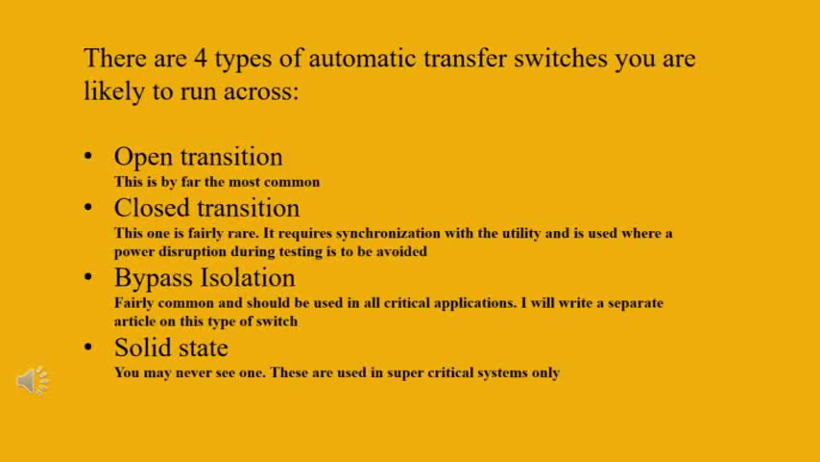There are four types of automatic transfer switches you are likely to run across. Open transition. This is by far the most common. Closed transition. This one is fairly rare. It requires synchronization with the utility and is used where a power disruption during testing is to be avoided. Bypass isolation. Fairly common and should be used in all critical applications. I will write a separate article on this type of switch. Solid state. You may never see one. These are used in supercritical systems only.